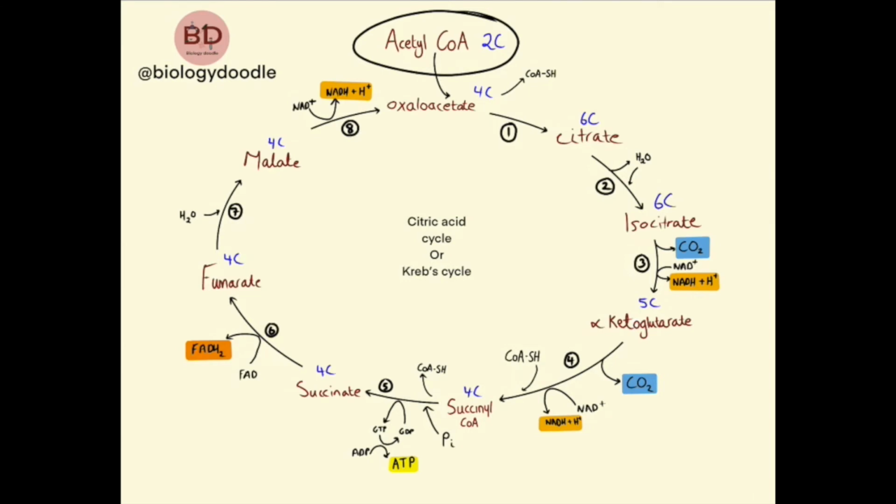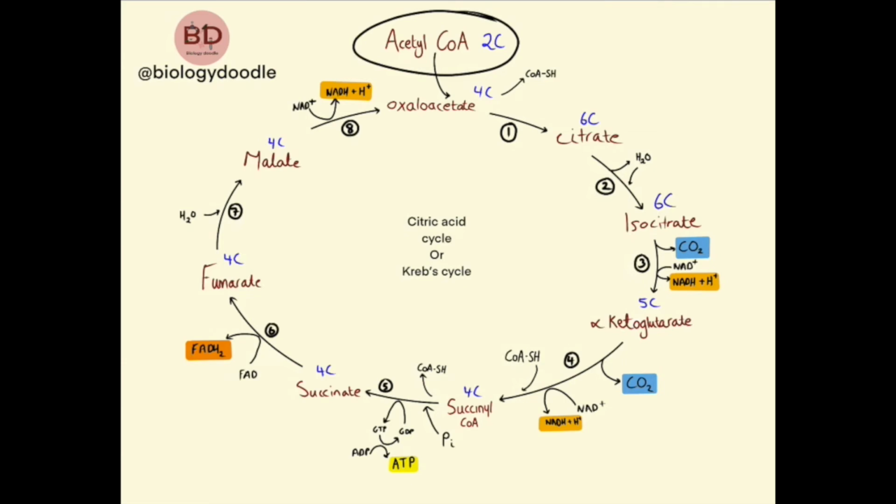Also, in the lighter orange colour, you'll see that we have NADH plus a proton. We have 3 of those made. So here, here, and here. Very important again, these are high energy compounds that we are going to bring into the next part of aerobic respiration, which is oxidative phosphorylation or the electron transport chain.